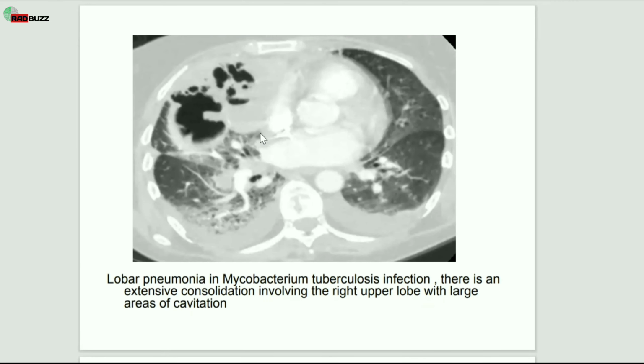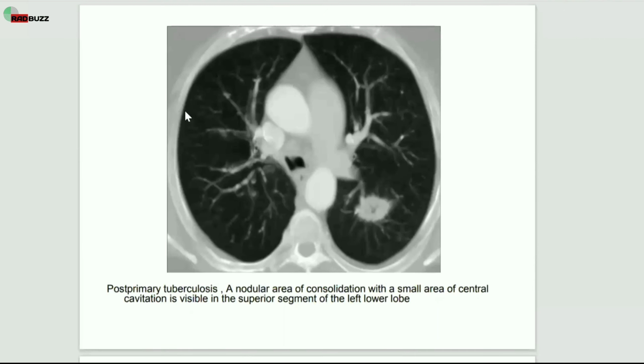Another example of reactivation with thick wall cavitary changes. This halo is cavitation. This one. So they can be multiple clumped together. They can be a solitary lesion. We can see nodes in the hilar, subcarinal recess, and there are pleural effusions as well. Whenever you see a cavitary lesion in the upper lobe with a history of previous TB, go for reactivation TB. Reactivation TB, one word will cover most of the things in the report.